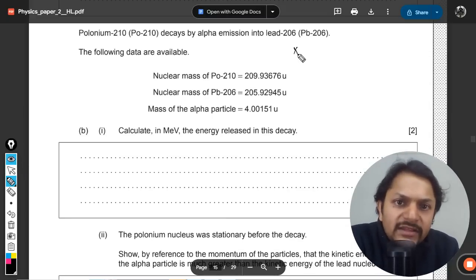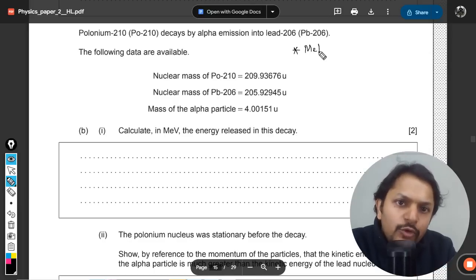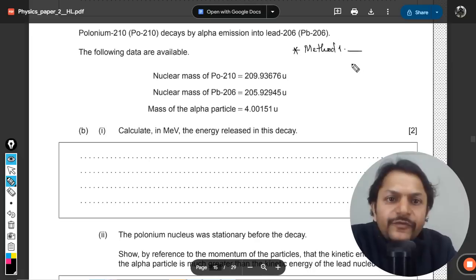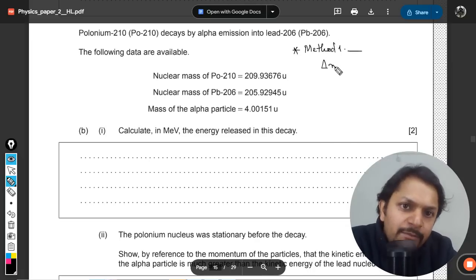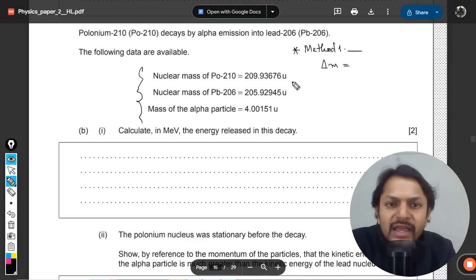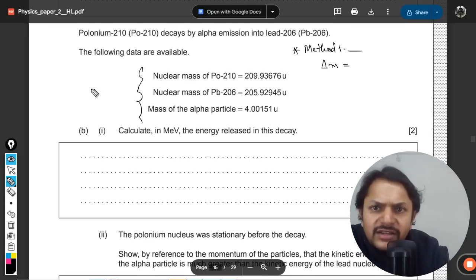So there are two methods here, and I will tell you. I'm going for method number one, which is more suitable. Method number one is, first of all, we will find the delta M, and we are not going to change the unit. We can clearly see that the unit for the masses is given in AMU, atomic mass unit. Let us write the reaction.